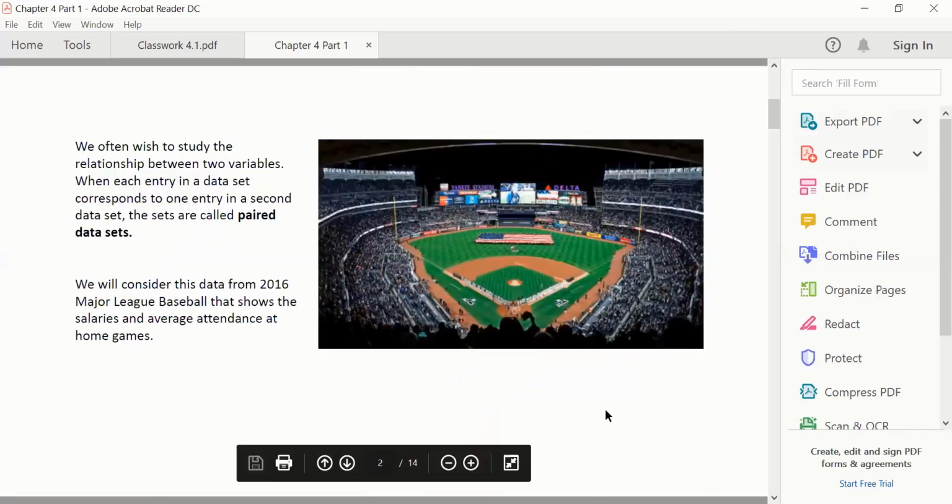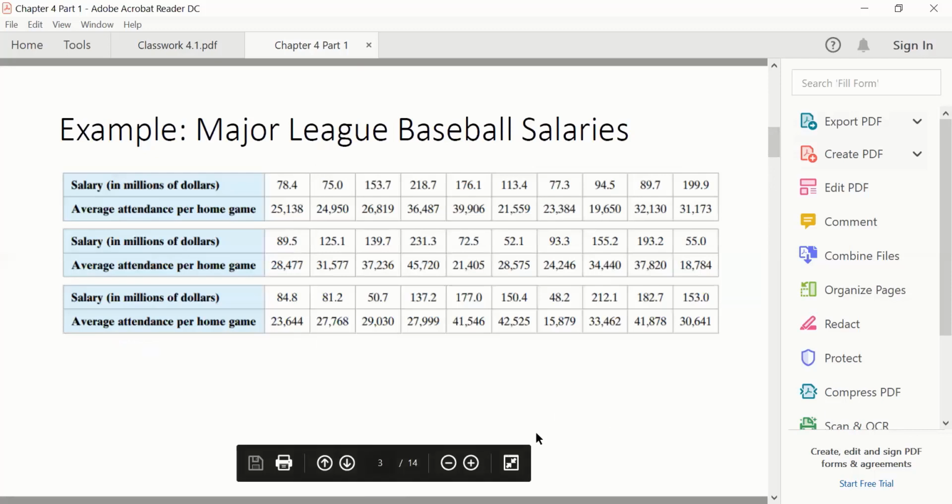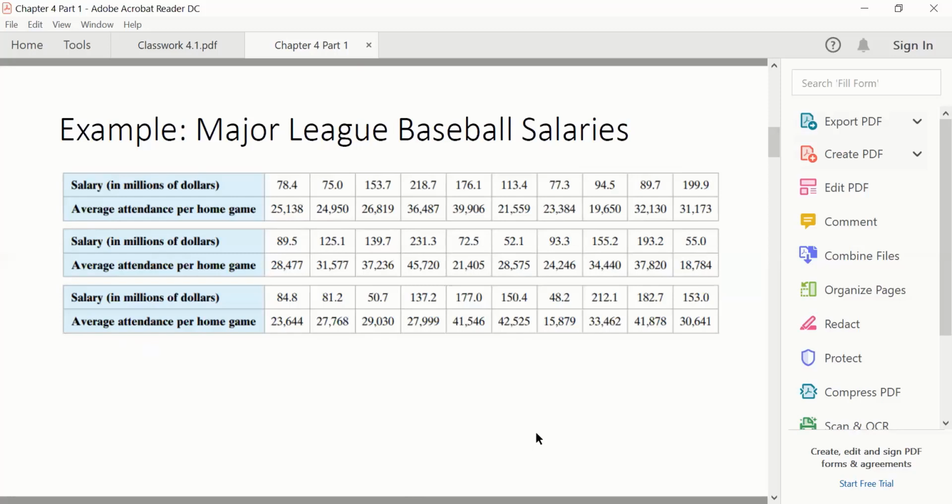So we often want to study the relationship between two variables, and when each entry in a data set corresponds to one entry in a second data set, then the sets are called paired data sets. We're going to start by considering data from the 2016 Major League Baseball that shows the salaries of the players and the average attendance at home games. For each of the teams, we have the salary in millions of dollars and the average attendance at each home game. And the question is, if we spend more money, do we get more attendance? Is that really a correlation that goes together?